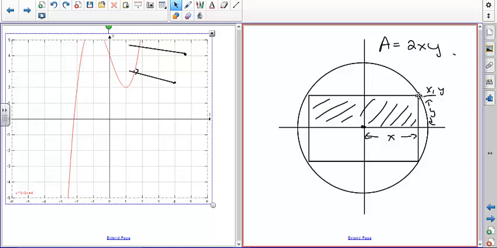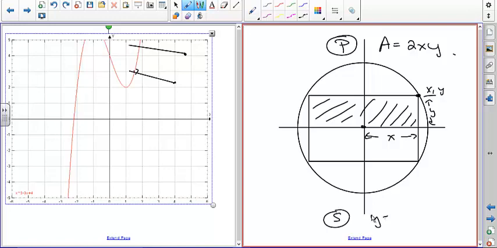Okay. So x and y could be here. x and y can be anywhere along here. So this is your primary equation. Your secondary equation is going to be y is equal to the square root of 25 minus x squared.